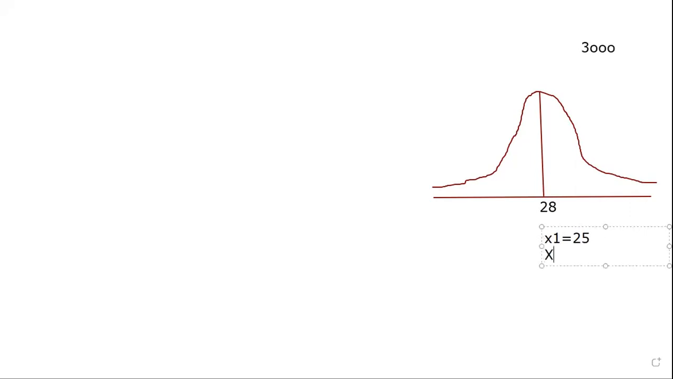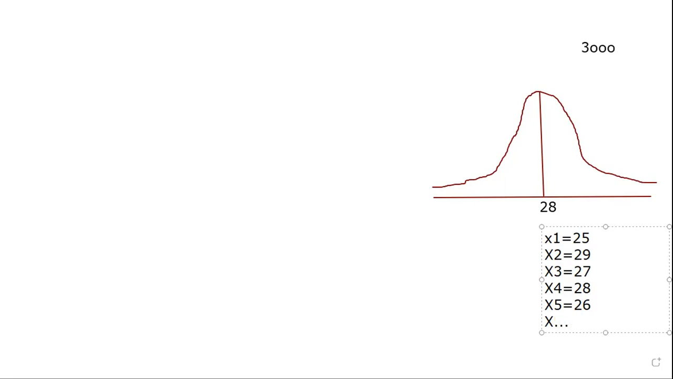The second sample, X2, has a mean that may be 29. Then the third sample may have a mean of 27. Then we may have another one equal to 28, and another may be 26, something like that. So these are samples, an indefinite number of them.